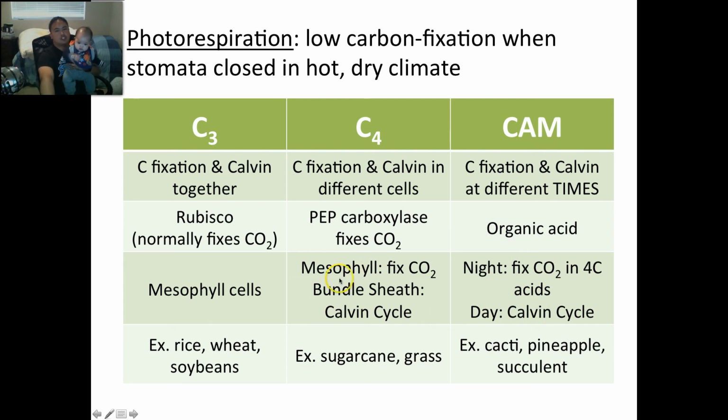For C4, let's get started. Mesophyll cells fix the carbon dioxide, and the bundle sheath, the second part, does the Calvin cycle. So again, C3, like the normal plants that we know, do everything in the mesophyll cells. C4 plants, one part does the carbon fixation and another part does the Calvin cycle. And CAM plants are the ones that are in the deserts. That's why they have to fix carbon dioxide at night, so that when they open up their pores to get carbon dioxide, they don't dry out. And then during the day, that's when they do the Calvin cycle.